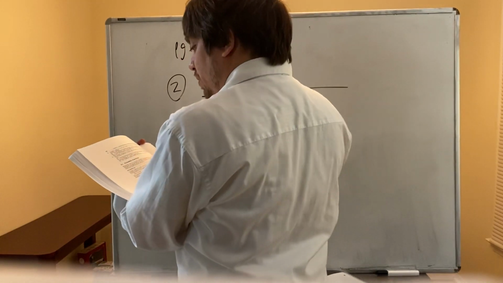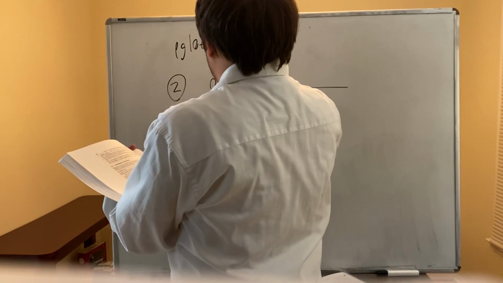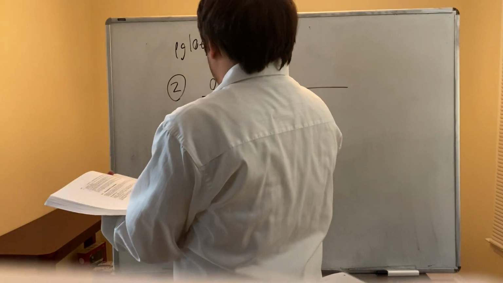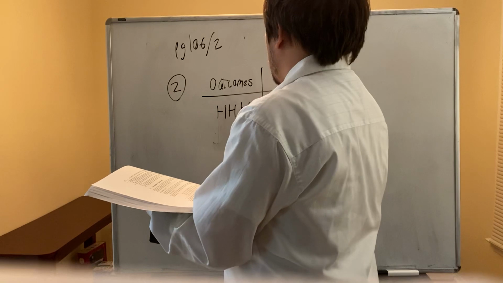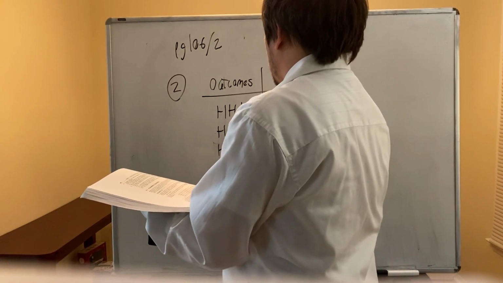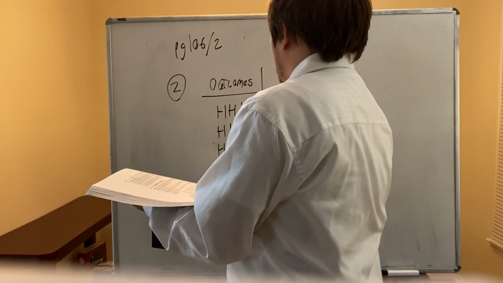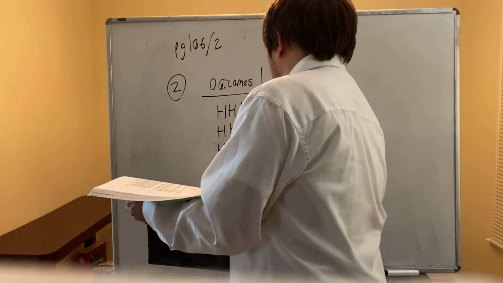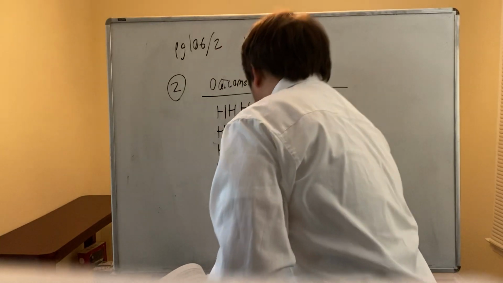In the first column, let's have the outcomes of the experiment. When you flip 3 coins, each coin is heads or tails. So the outcomes are heads, heads, heads; heads, heads, tails; heads, tails, heads; heads, tails, tails; tails, heads, heads; tails, heads, tails; tails, tails, heads; tails, tails, tails.